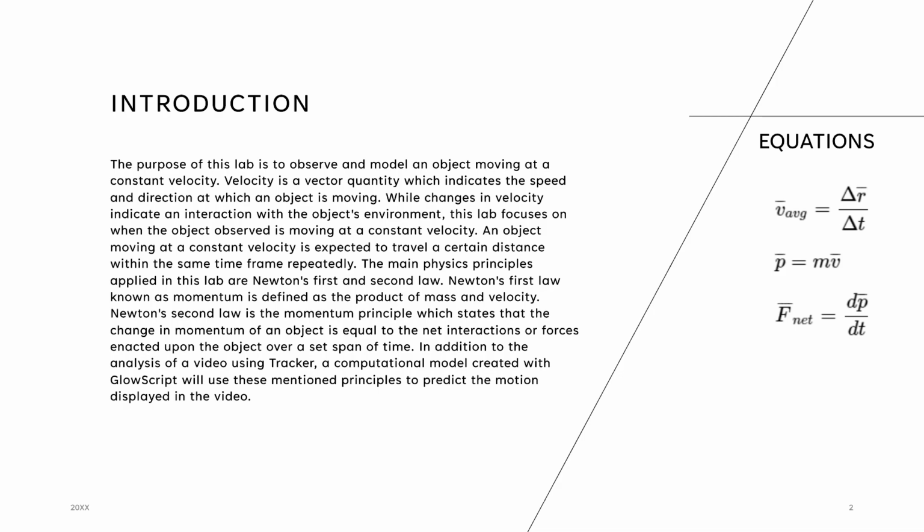The average velocity equation is denoted as the first equation on the right. The main physics principles applied in this lab are Newton's first and second law. Newton's first law, known as momentum, is defined as the product of mass and velocity and is denoted by the second equation on the right. Newton's second law is the momentum principle, which states that the change in momentum of an object is equal to the net interactions or forces enacted upon the object over a set span of time, as denoted by the third equation on the right. In addition to the analysis of a video using Tracker, a computational model created with GlowScript will use these mentioned principles to predict the motion displayed in the video.